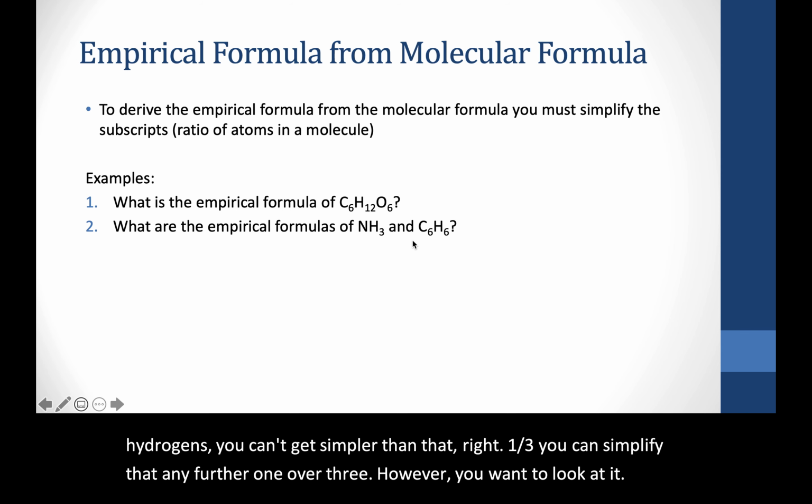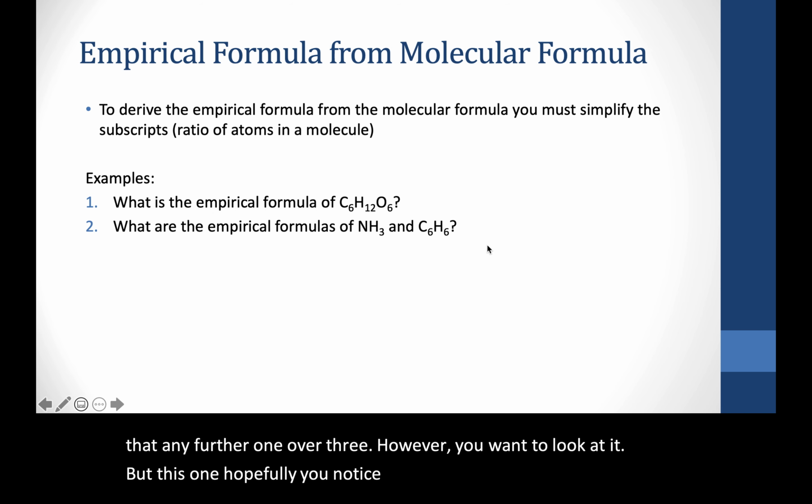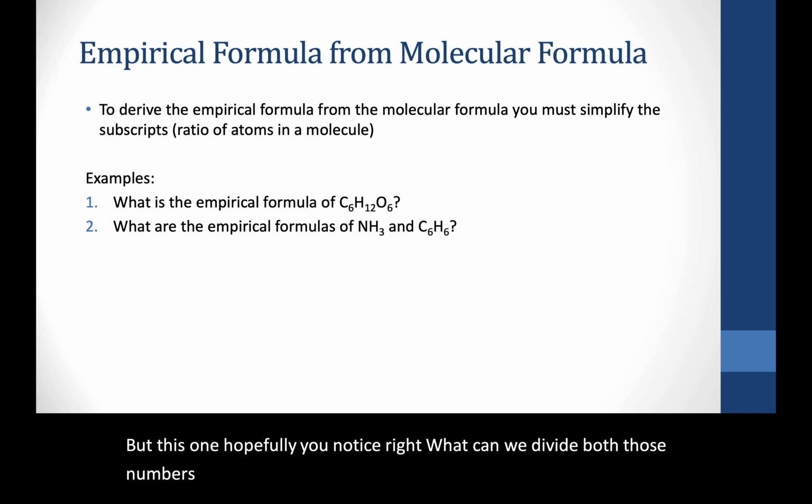But this one, hopefully you noticed, right? What can we divide both those numbers by? Well, 6, right? So C6H6, it's a 1-to-1 ratio. So the empirical formula is just CH. That's it.